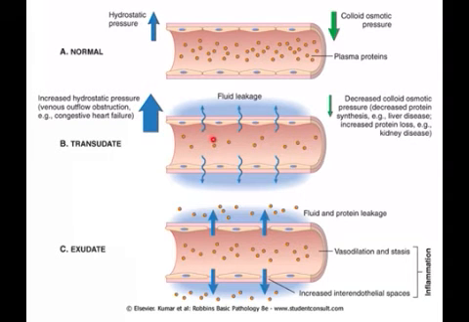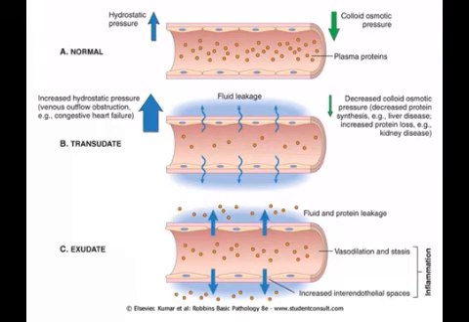out. And there are fewer proteins here, right? So because of fewer proteins, colloidal osmotic pressure is going to decrease. So this increase in hydrostatic pressure is commonly seen in venous outflow obstruction. An example for that is congestive heart failure, and decrease in colloidal osmotic pressure is seen in liver diseases, and increased protein loss is seen in kidney diseases, right? As well, right? Then there are two different types of fluid leakages commonly observed in inflammation.